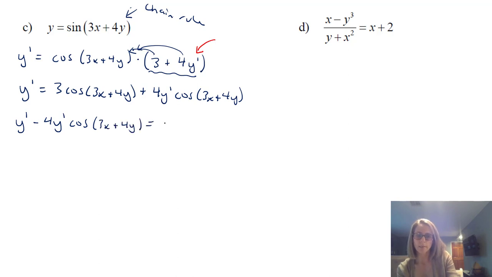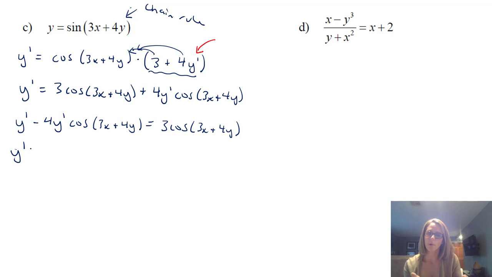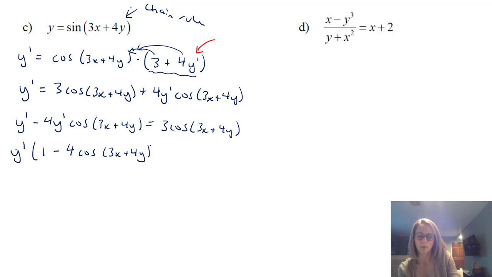And then my right-hand side, 3 cosine 3x plus 4y. And at this point, we can now factor out that y prime. So our goal, again, is to take the 2 y primes, make it 1 y prime, so that we can solve for y prime. So now I have 1 minus 4 cosine. And again, pause anytime, try to do some of this. That's going to create better knowledge in your head.